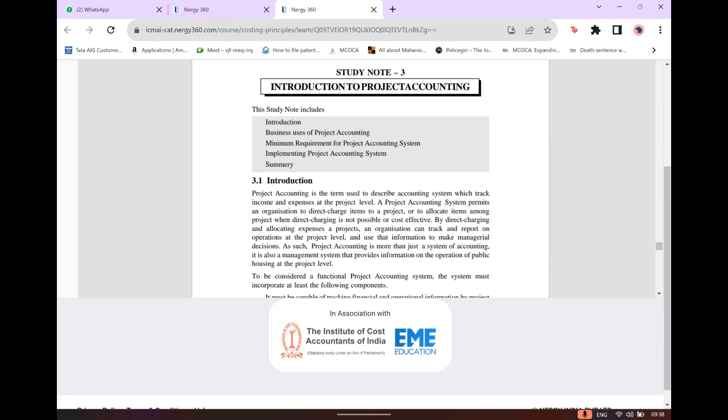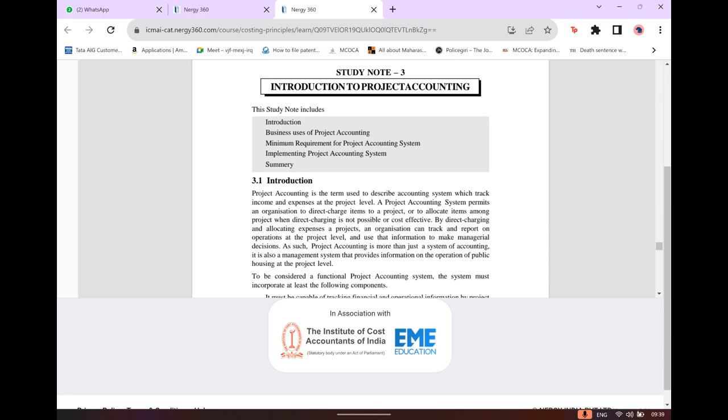Let's take an example of Shobha Developers. You have Shobha Rose, Shobha Orchid, Shobha Sandalwood. So three projects. At each project, I'm going to accumulate the cost and revenue. Directly attributable cost will be charged to the project, and whatever cannot be charged directly will be allocated.